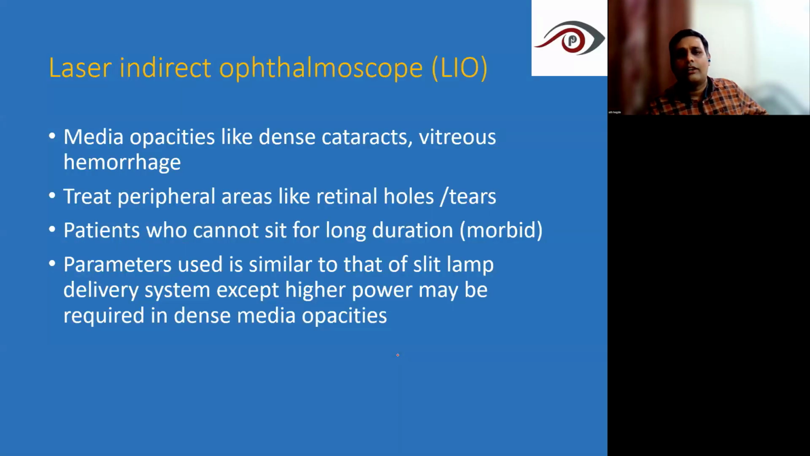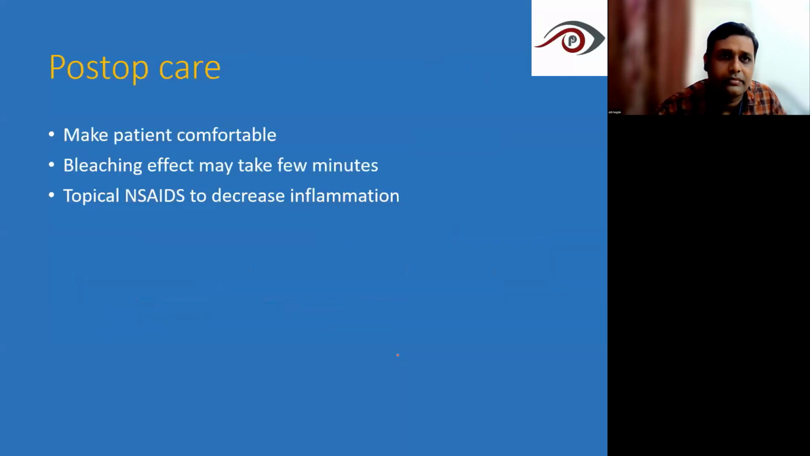If there are a lot of media opacities like dense cataract and vitreous hemorrhage, you may not be able to do it with slit lamp lasers. At that time I prefer to do LIO. Especially for the peripheral retinal areas, or in thick cataract, especially in neovascular glaucoma where the pupil won't dilate, and for the patient who cannot sit for a long duration. The parameters are almost the same, but I keep 100 milliseconds as the duration and I give the laser marks. And I use the 532 nanometer laser only for giving the lasers.